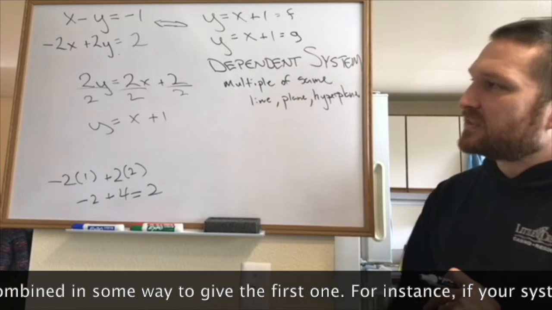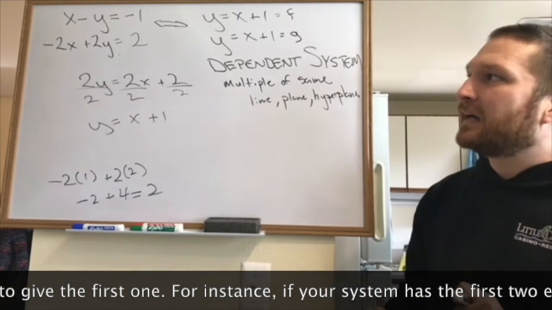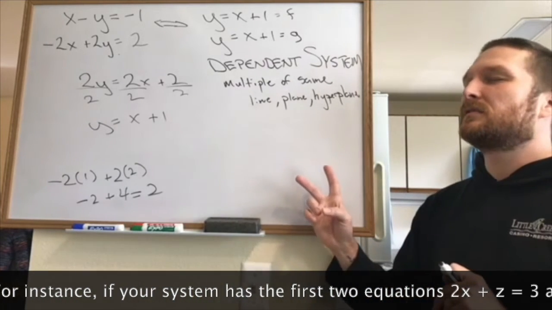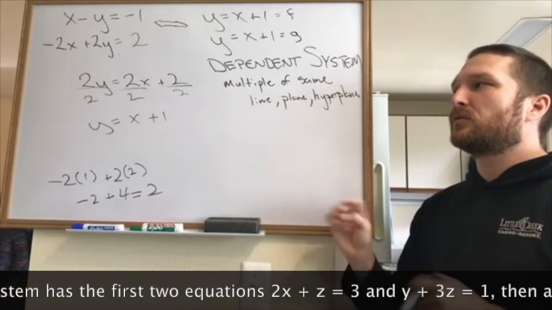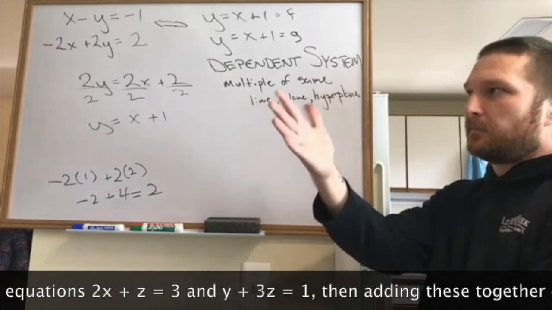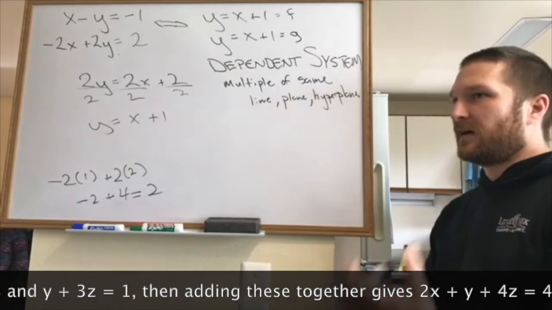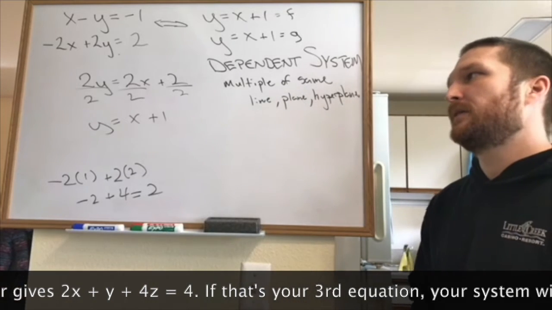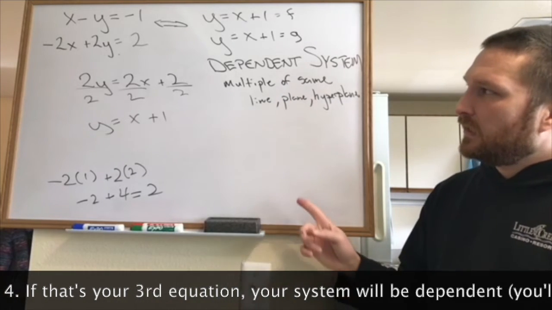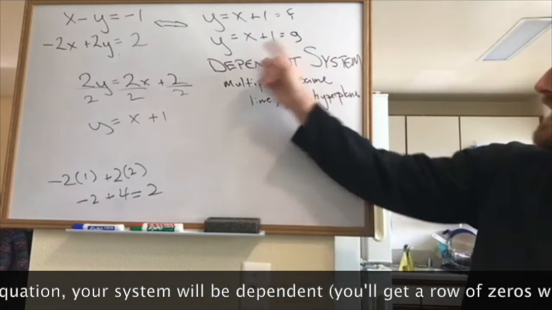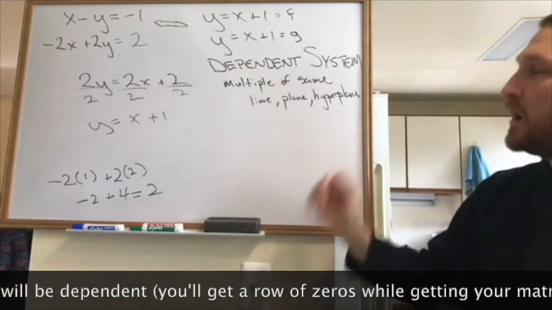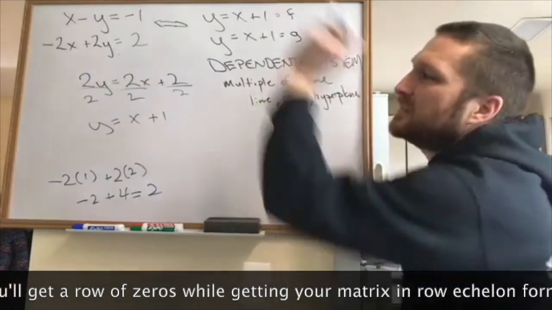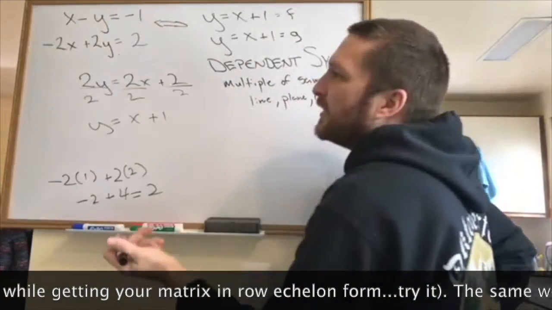But it's the same way 2 unknowns define a line, 3 unknowns define a plane in space. 4 unknowns define something we call a hyperplane, and so on and so forth. So a dependent system is one where one of your equations is simply a multiple of the other. And you can see that.